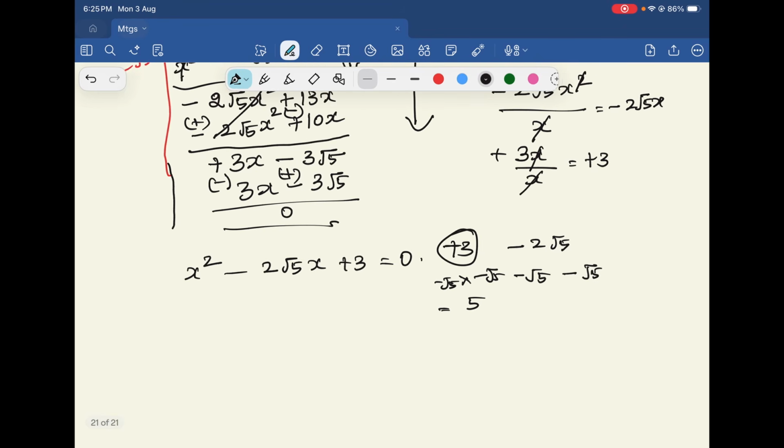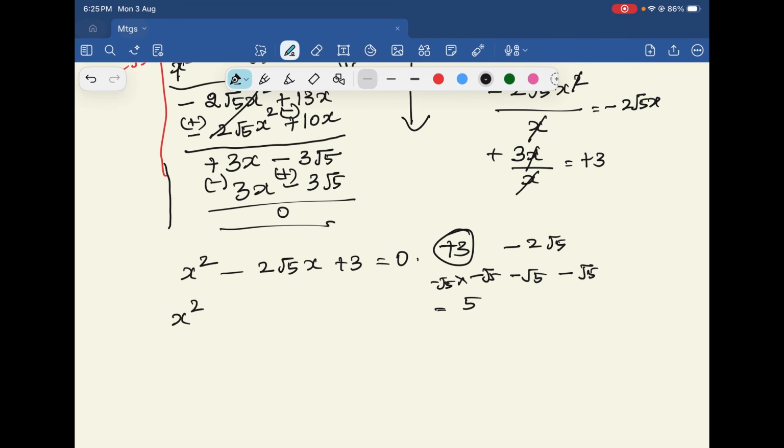So here x square, then minus 2 root 5 x. Here you keep the minus outside. Then 2 root 5, here you have to get 3. So 5 minus 2 is 3. I am going to use this 5 minus 2 equal to 3. So x square minus root 5 plus root 2 and plus root 5 minus root 2, into x plus 3 equal to 0.